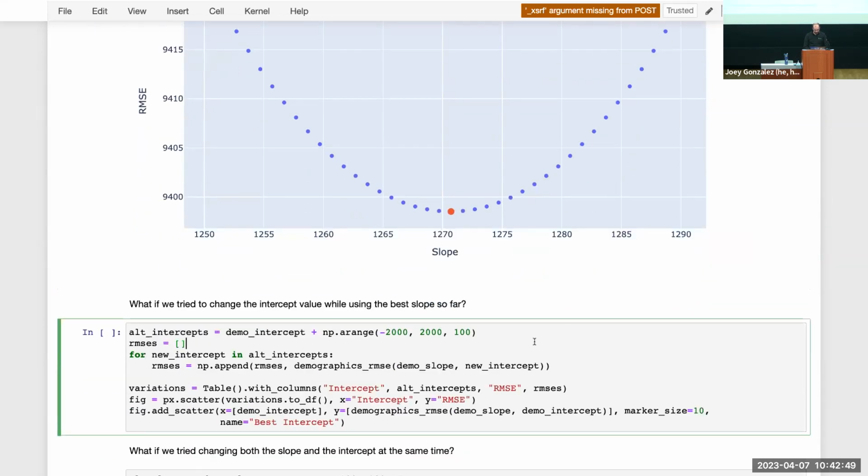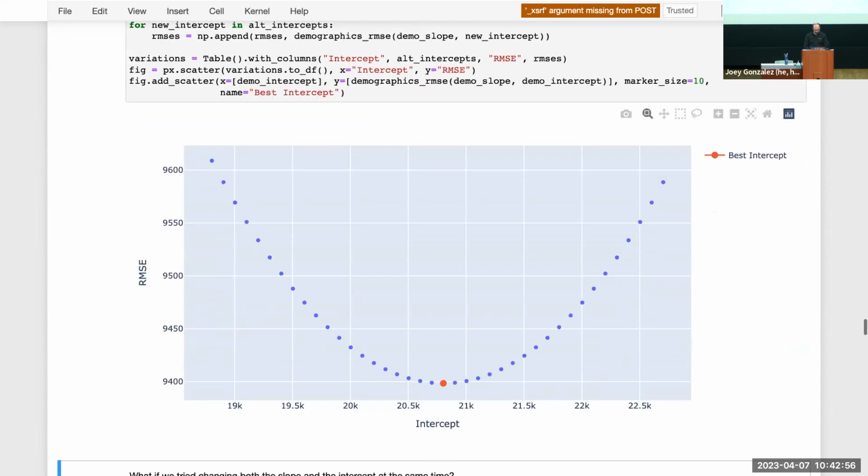Let's see. Can we change the intercept, make it better? So we'll take the intercept, I'll go minus 2,000 to 2,000, steps of 100. Let's make another plot. Here's the various intercept values we could have picked. We hold the slope constant. And again, the intercept we chose seems to be the best.